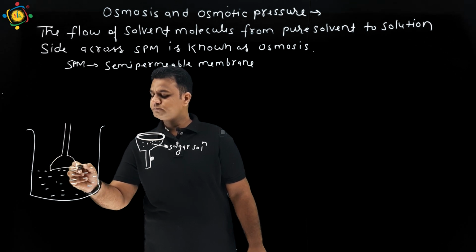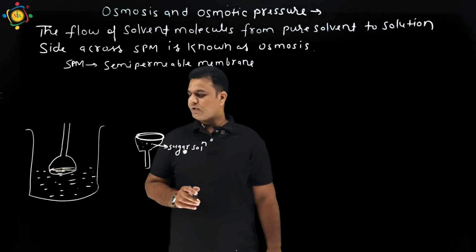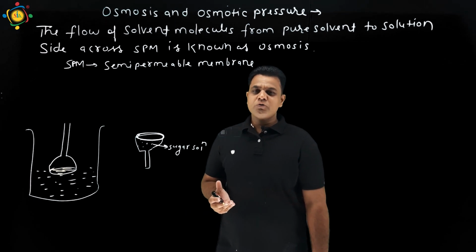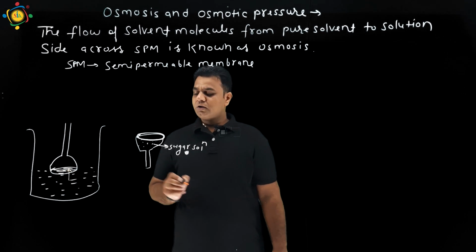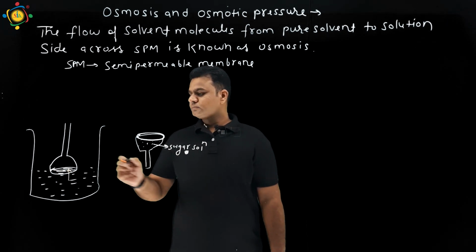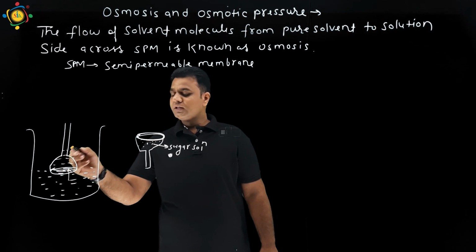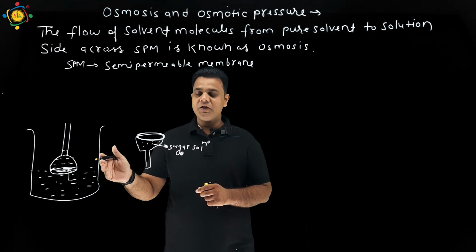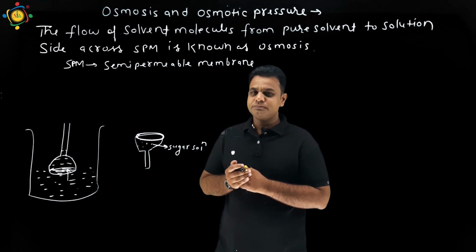upon water. So students, when we place this inverted Thistle funnel in this beaker, the flow of pure solvent molecules takes place across SPM towards the sugar solution, and after that the level of solution in the stem of the Thistle funnel increases. That is known as osmosis.